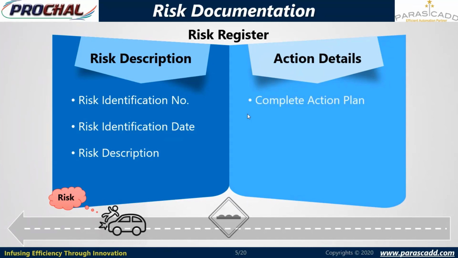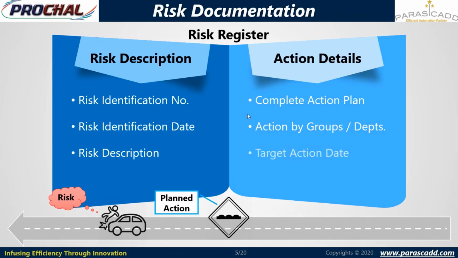And in action detail, we are creating an action plan to complete the risks or to reduce the impact of that risk on the project. And then we are assigning that risk action to various groups and departments, and we are targeting completion of these risks. And we are differentiating the statuses, that is open risks or closed risks, and that will be plotted in a risk matrix.